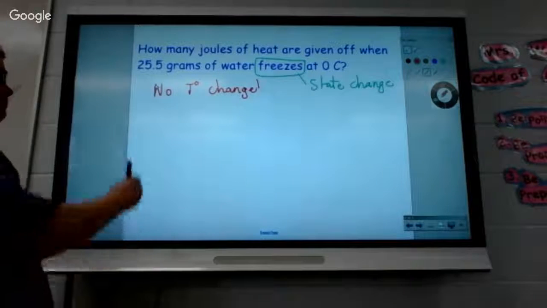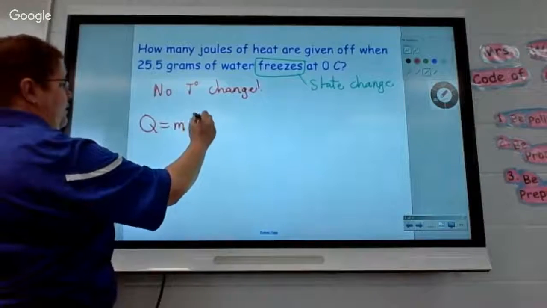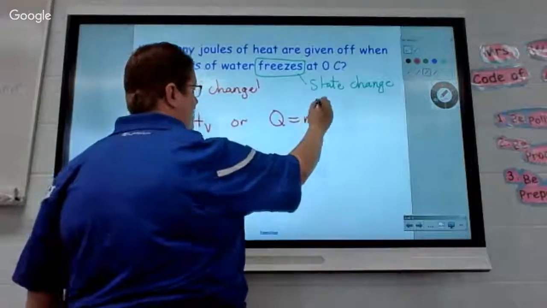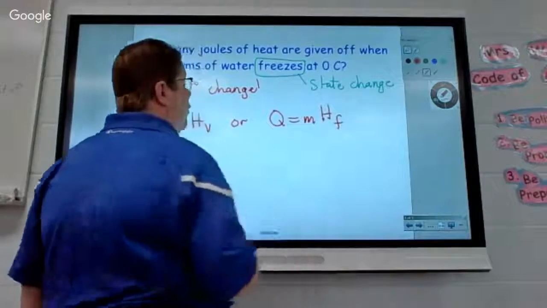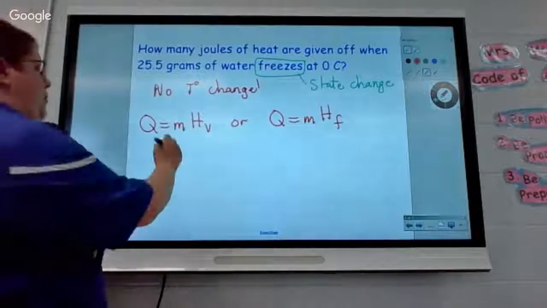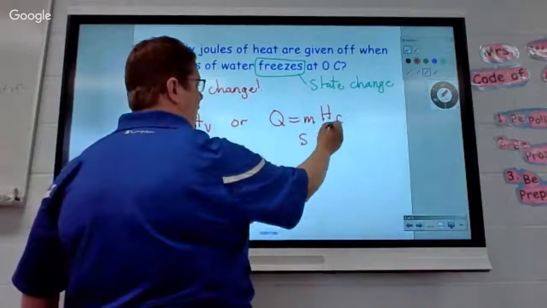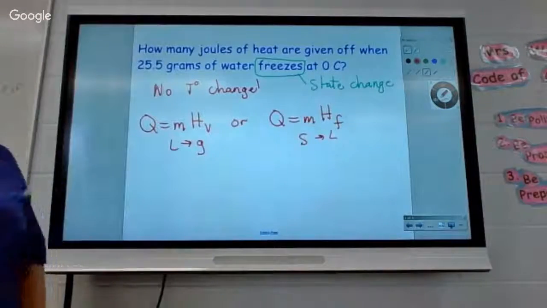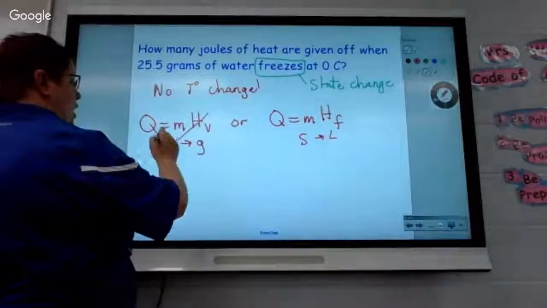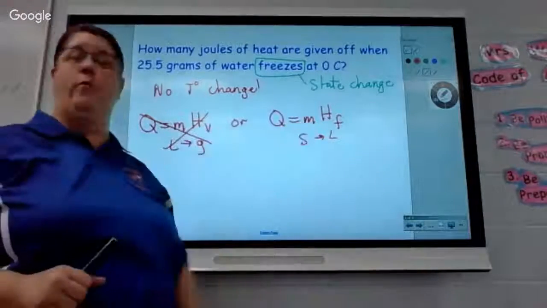All right, so Q equals MHV or Q equals MHF. The question said freezes. So is that vaporizing from a liquid to a gas, or is that a solid to a liquid? Which one happens when you freeze? HF. All right, solid to liquid. So that tells us that's gone. So we're using this formula.